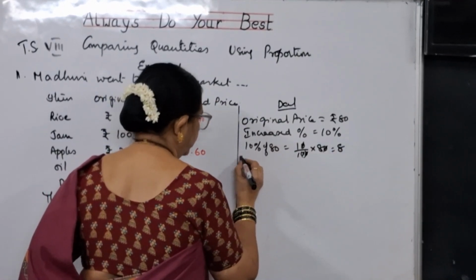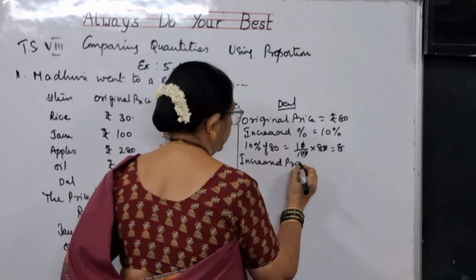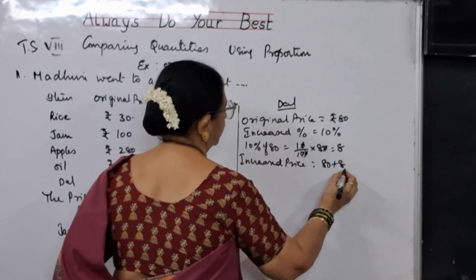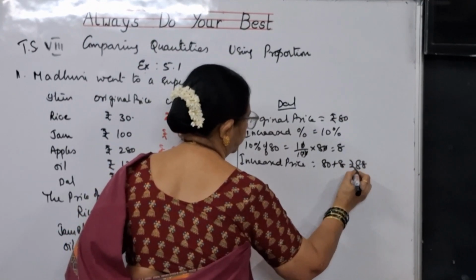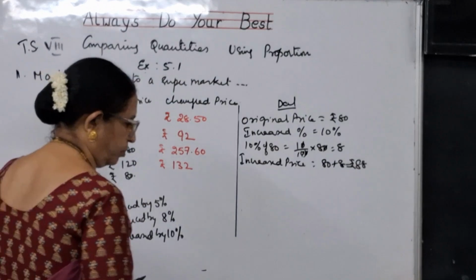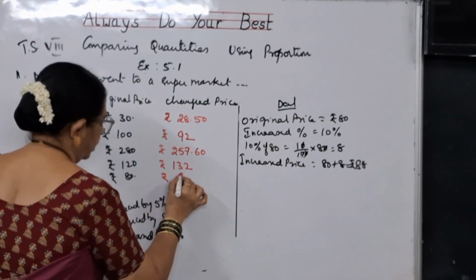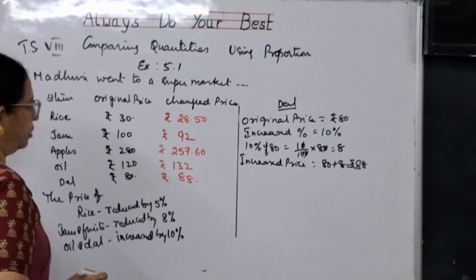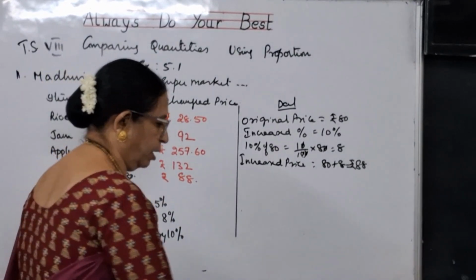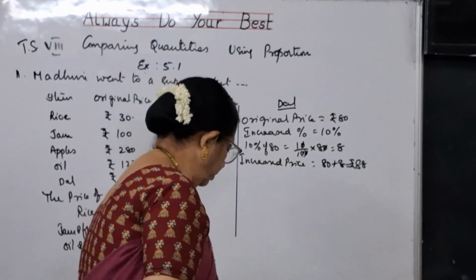Increased. So what is the increased price? The increased price is 80 plus 8, that is 88 rupees. This is nothing but rupees 88. So you need to write it here. This answer is rupees 88. So these are the answers for this problem, children. I hope I am clear. Please note it down.